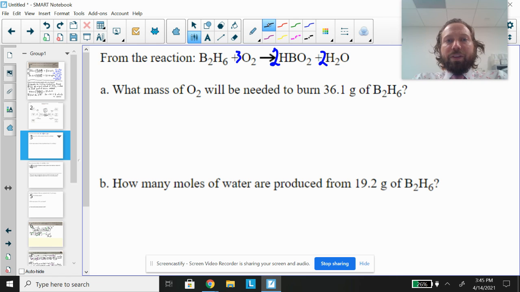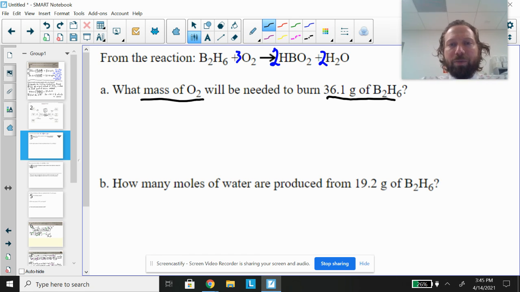Okay, so this is the example here. What mass of O2, okay, so that's my unknown, O2, will be needed to burn 36.1 grams of boron with hydrogens. So now, this is my given, or my known. So I'm going to start with what's given to me. I'm going to write that down first. That's my first step.